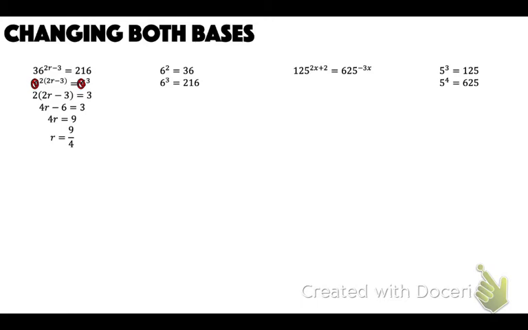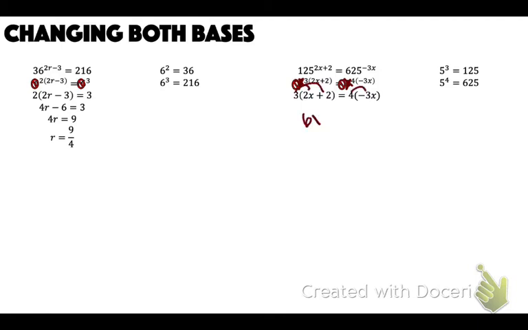Typically, I'll use probably about the same ones. So then that's going to be 5 cubed to the 2x plus 2, and then 5 to the 4th power to the negative 3x. Those cancel, and we have 3 times 2x plus 2 equals 4 times negative 3x. Those canceled things moved over. So then we can distribute this in.